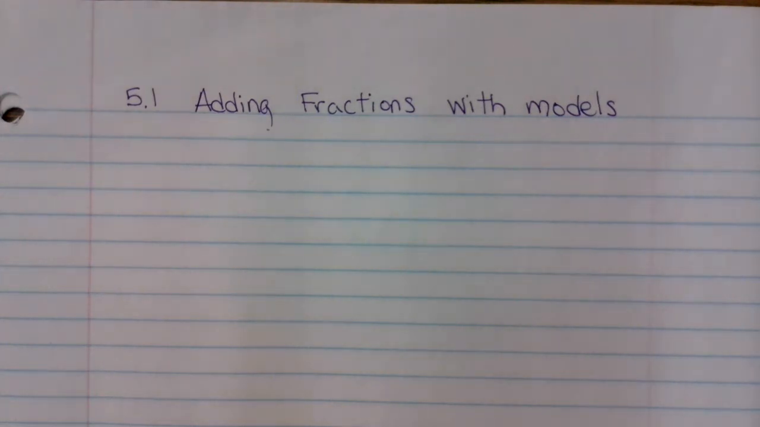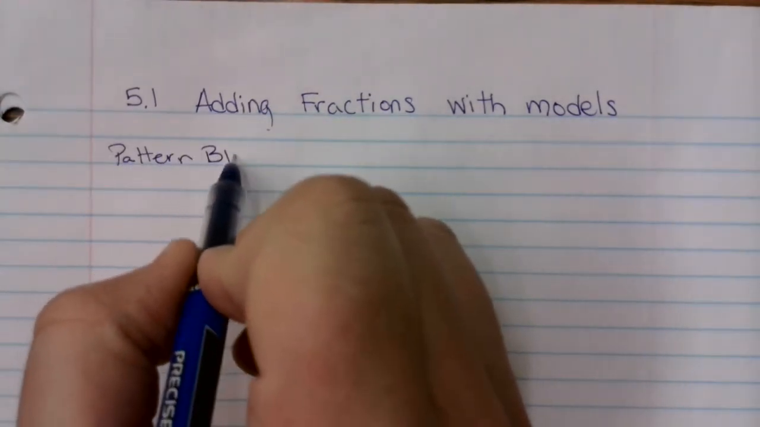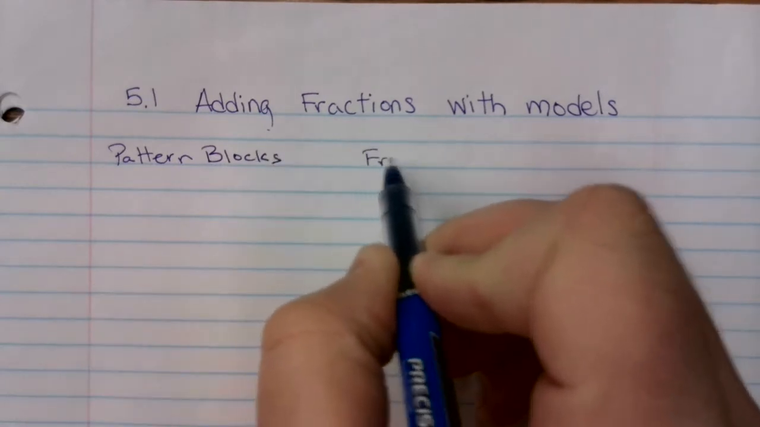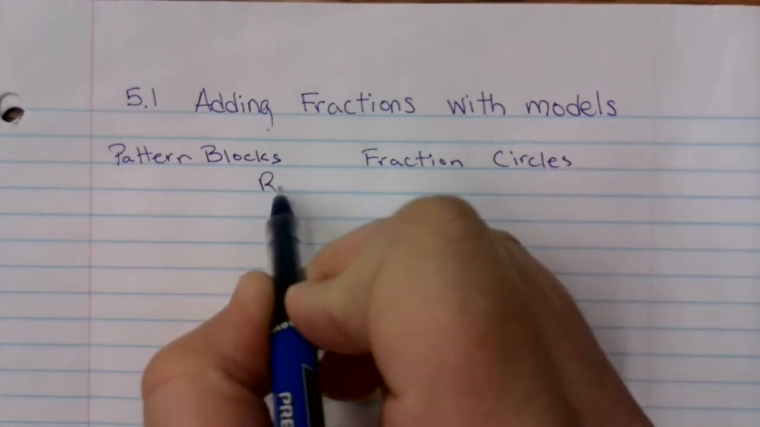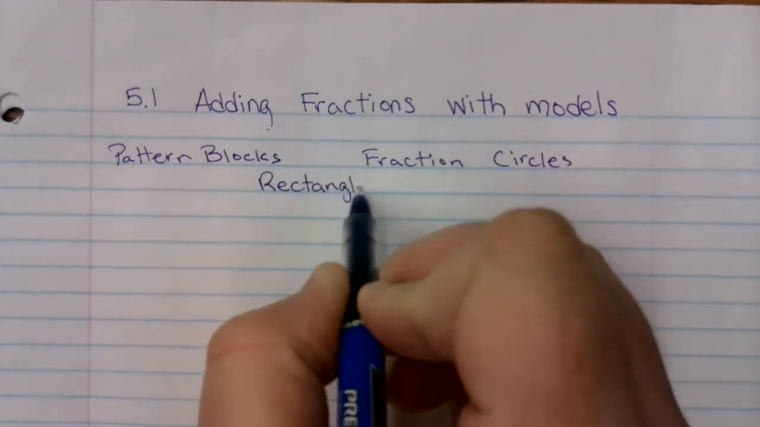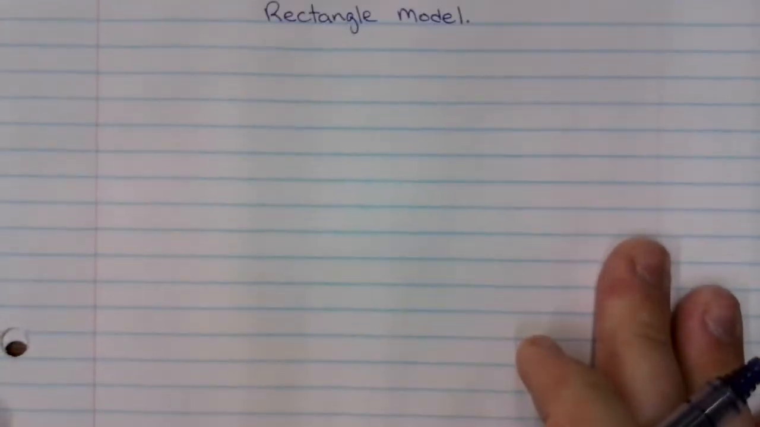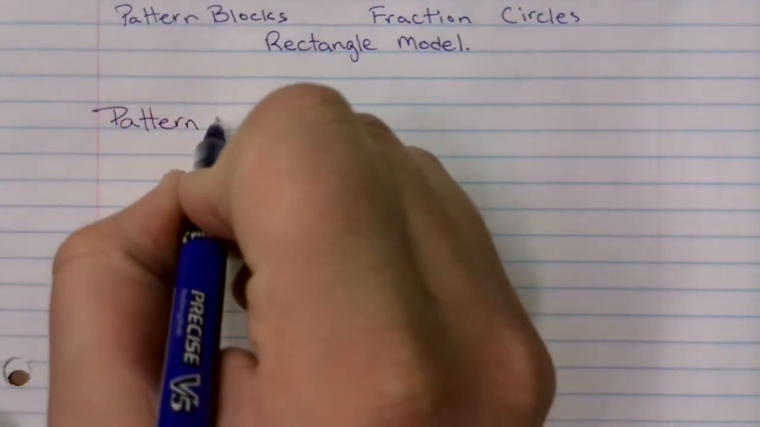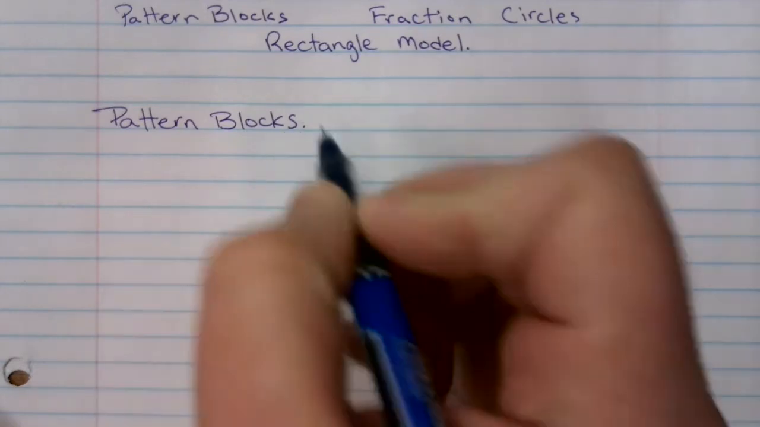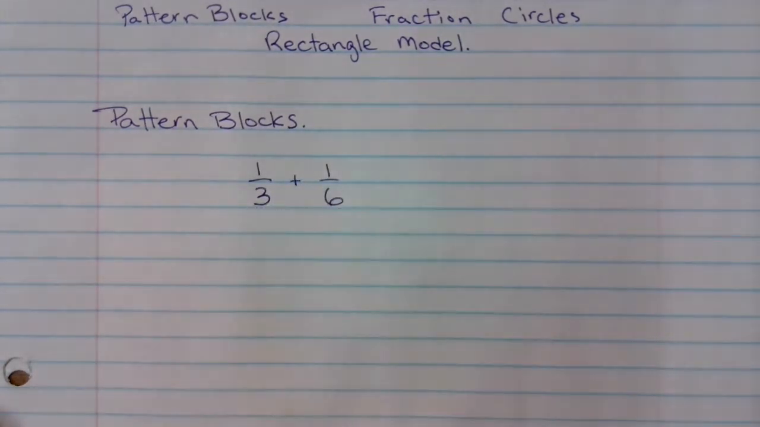This is 5.1, adding fractions with models, and today we're going to look at three methods: pattern blocks, fraction circles, and the rectangle box method. So the first question, we'll use pattern blocks. And it will be 1/3 plus 1/6.